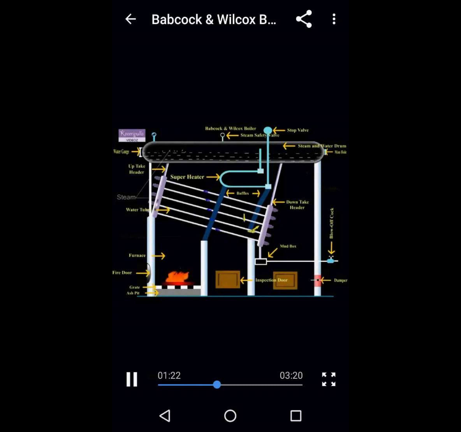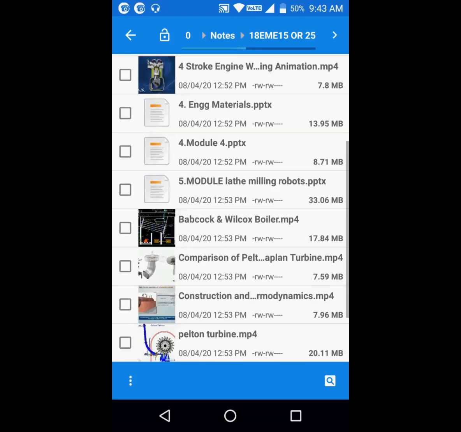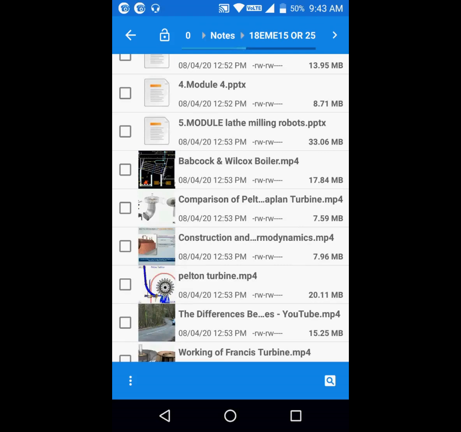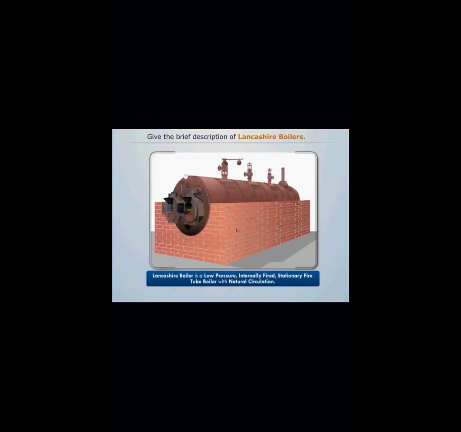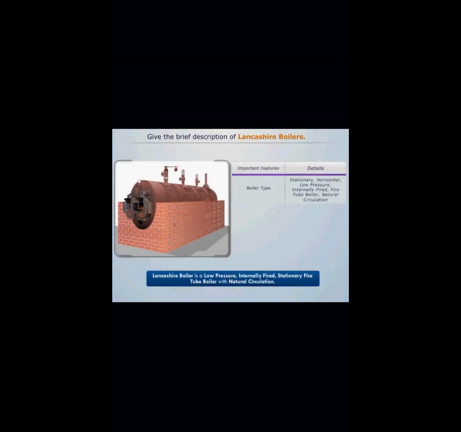Then we'll move on to the next video, that is the Lancashire boiler. A brief description of the Lancashire boiler: it is a fired, stationary fire tube boiler with natural circulation. Its pressure range, steam production rate and efficiency are listed.